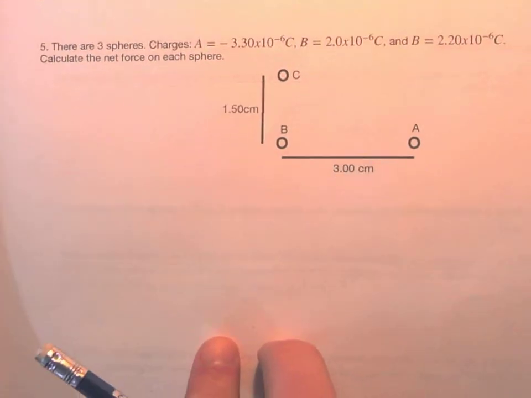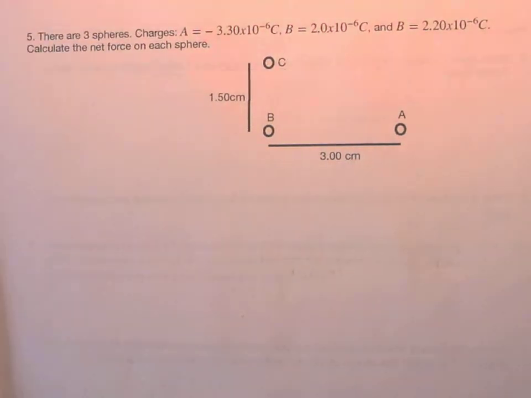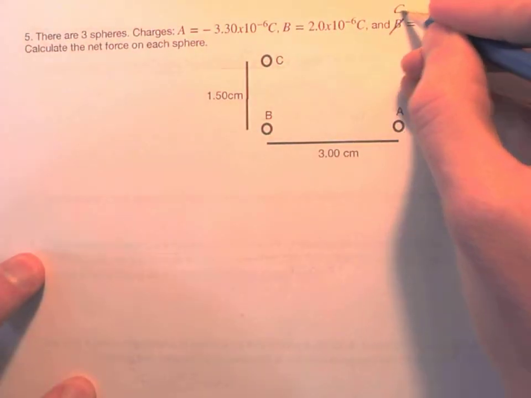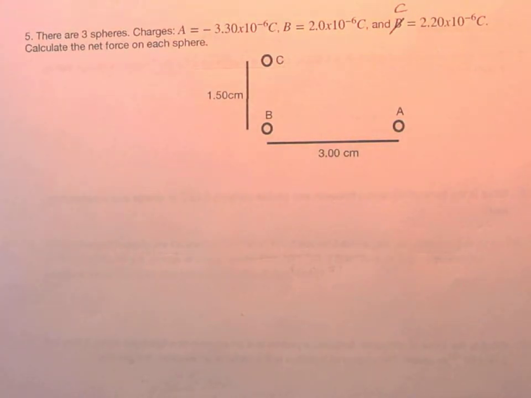So there are three spheres. Charge of A is negative 3.3 e to the negative 6. B is that, and this we'll say is C. That's a typo, it is 2.2 e to the negative 6. Calculate the net force on each sphere. Okay.